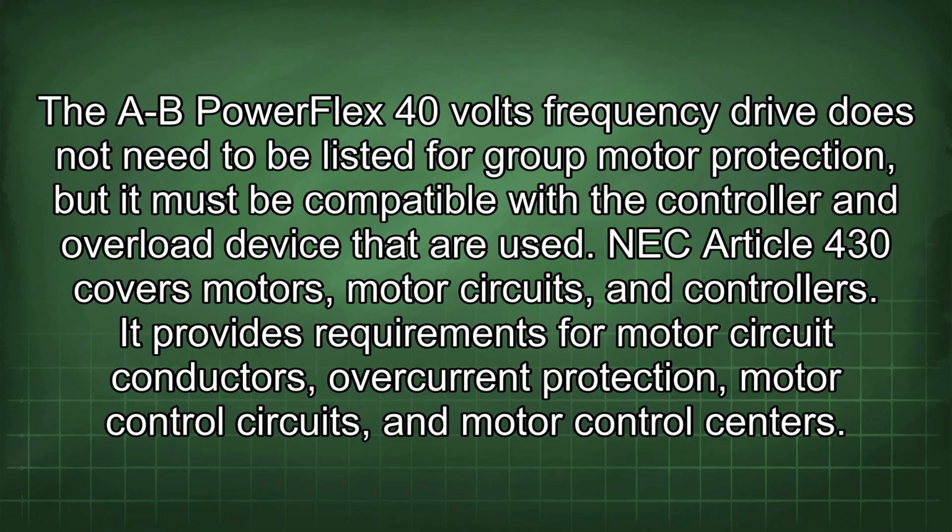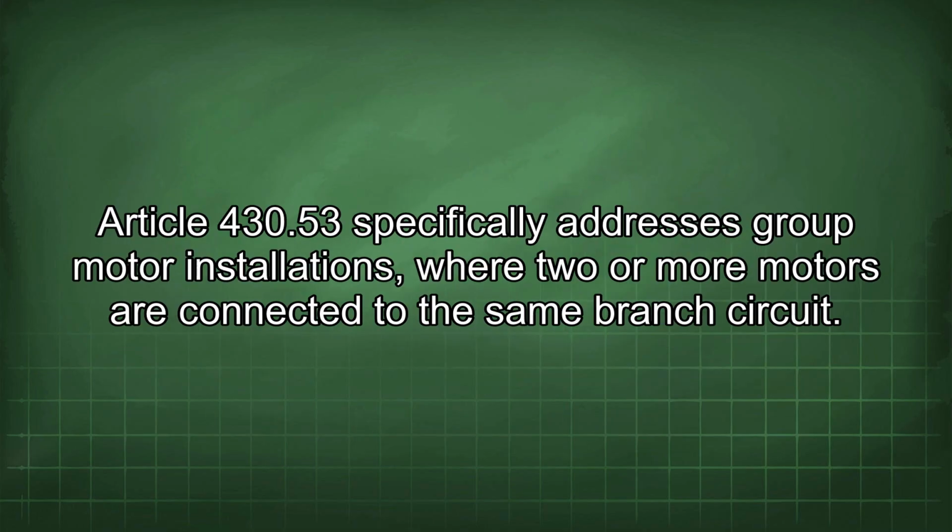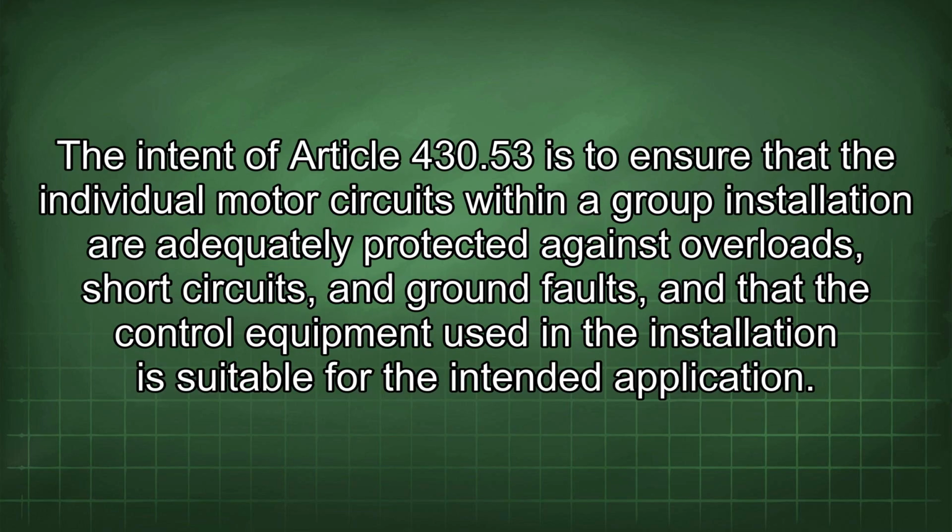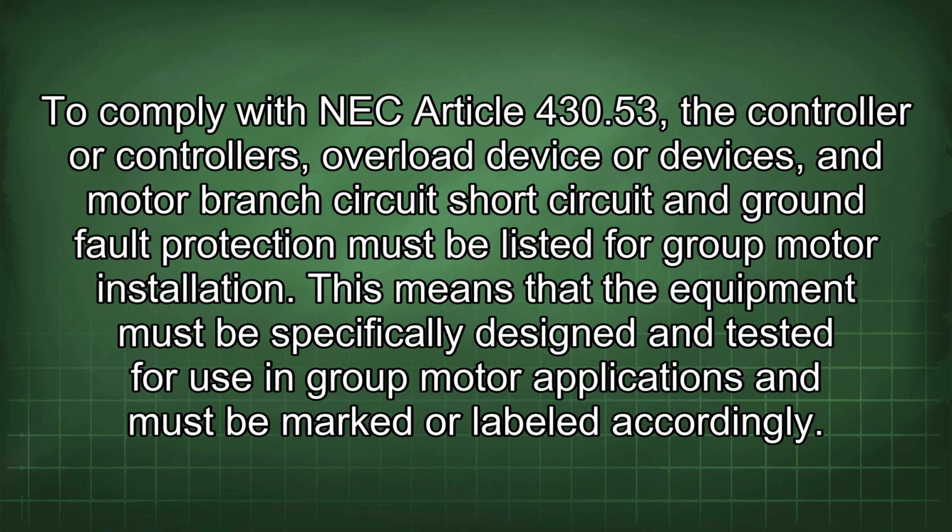NEC Article 430 covers motors, motor circuits, and controllers. It provides requirements for motor circuit conductors, overcurrent protection, motor control circuits, and motor control centers. Article 430.53 specifically addresses group motor installations where two or more motors are connected to the same branch circuit. The intent of Article 430.53 is to ensure that the individual motor circuits within a group installation are adequately protected against overloads, short circuits, and ground faults, and that the control equipment used in the installation is suitable for the intended application.